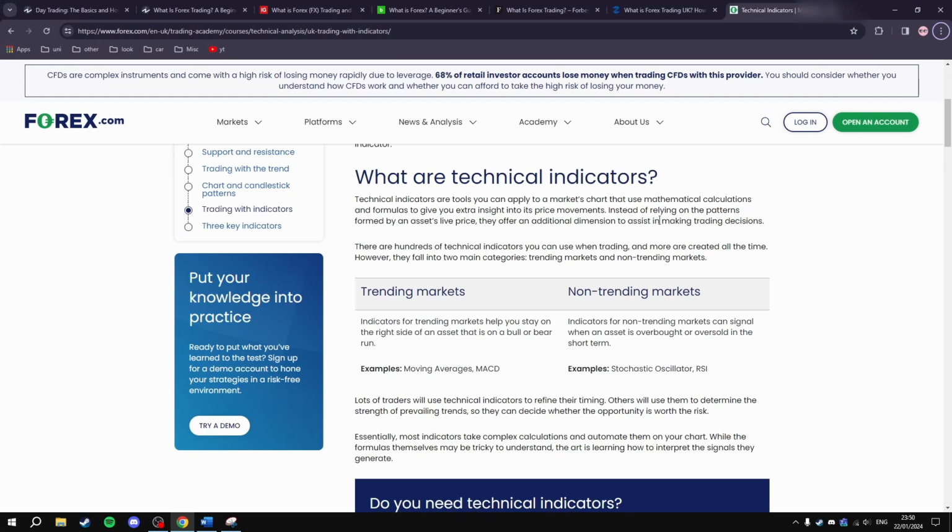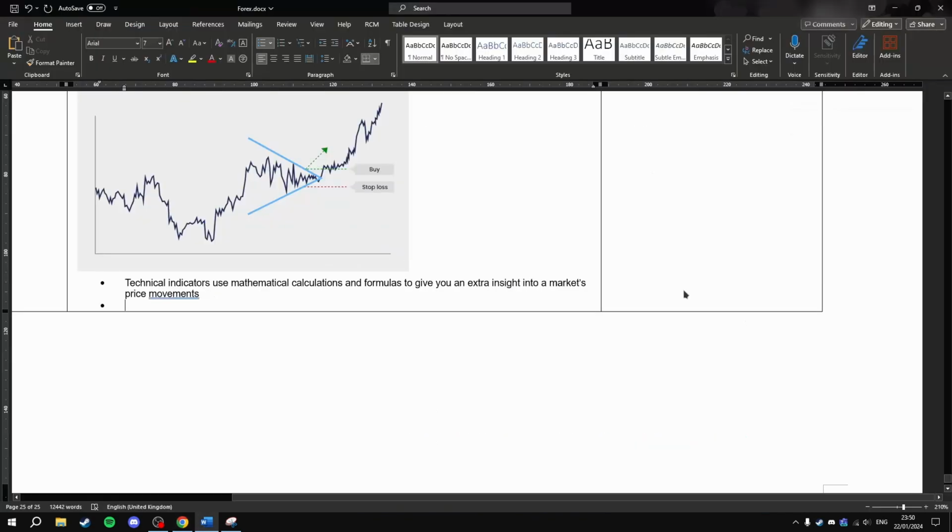Instead of relying on patterns formed by an asset's live price, they offer an additional dimension to assist in making trading decisions. There are hundreds of technical indicators you can use when trading, and more are created all the time. However, they fall into two main categories: trending markets and non-trending markets. Categories.